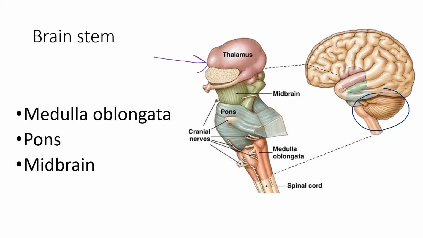The hypothalamus, which is below the thalamus, is responsible for the maintenance of body temperature. This also regulates hormones, and this is the link between the endocrine system and the nervous system.